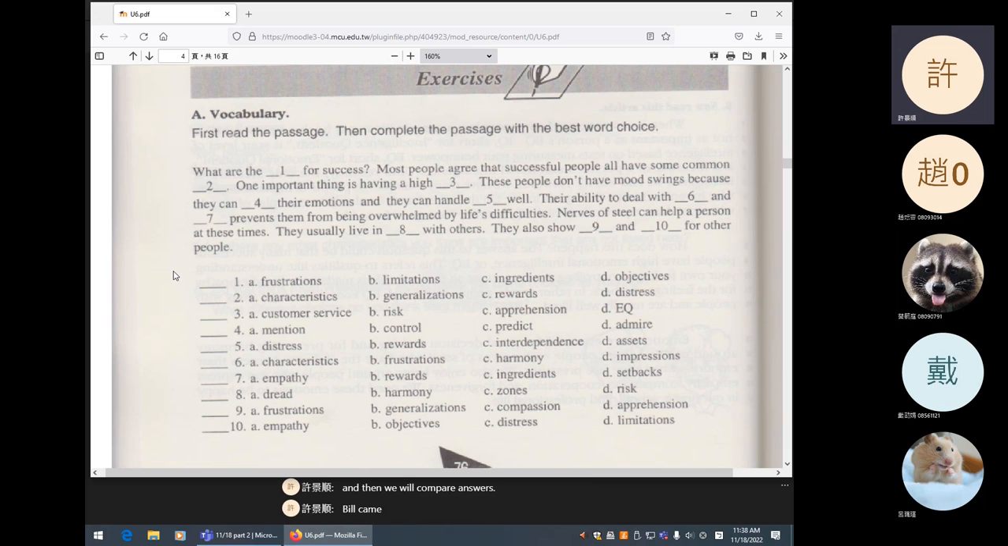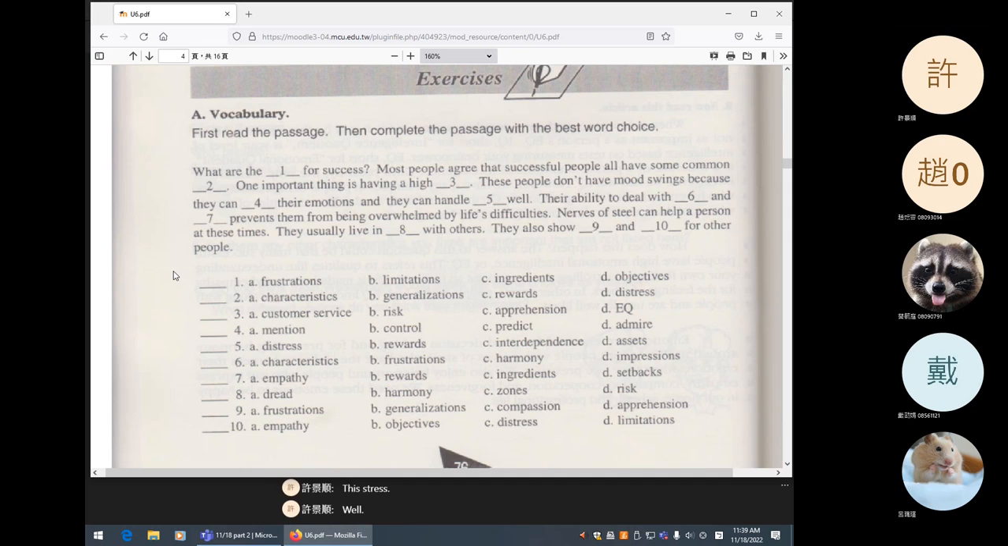Okay, let's compare answers. What are the C, ingredients for success? Most people agree that successful people all have some common A, characteristics. One important thing is having a high D, EQ. These people don't have mood swings because they can control their emotions, and they can handle A, distress.